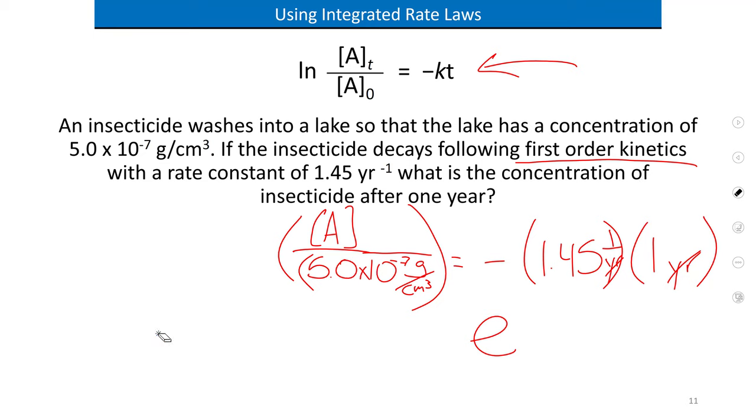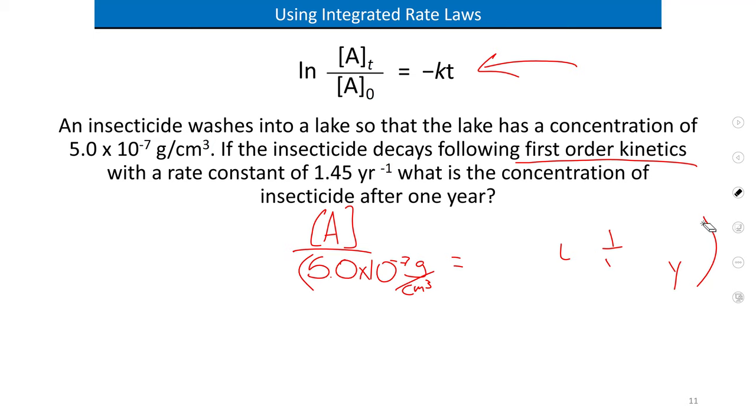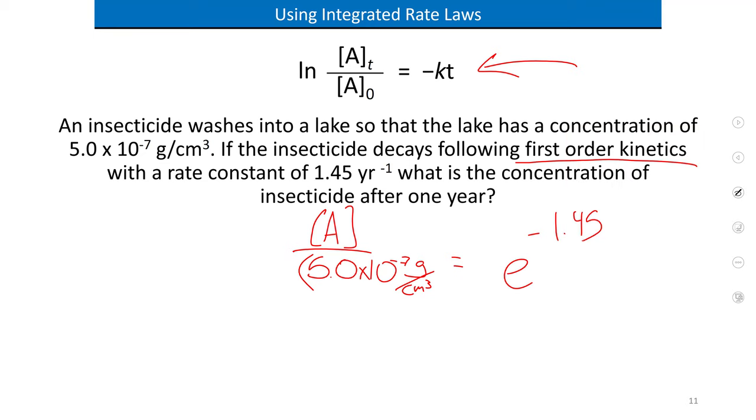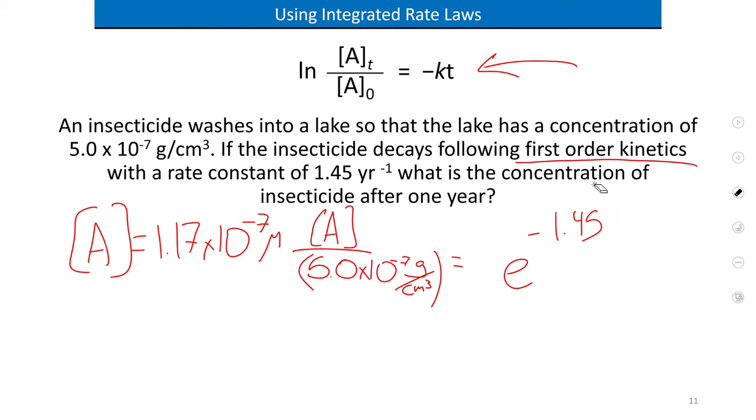So we're going to get e to the negative 1.45 equals this ratio. What do we get for our final concentration? 1.7 times 10 to the negative 7. That was close. Just because I'm writing a concentration, we're in weird concentration units. Remember to keep your weird concentration units, right? Grams per cubic centimeter.